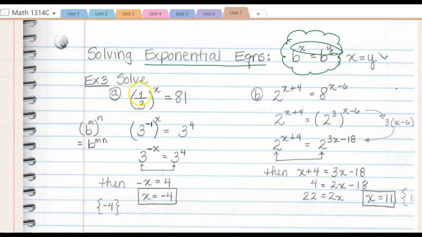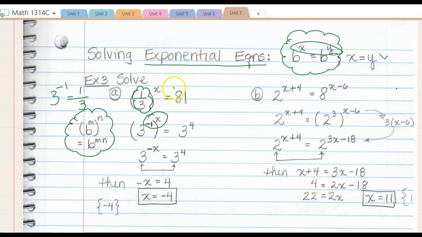What I do know is I can change this 1/3 into a base of 3, because I know 3 to the negative 1 power causes this to be the reciprocal, which is 1/3. So that's where I'm getting this 3 to the negative 1, and then I still have it to the power of x. Using this particular rule about exponents, if you have power to a power, you multiply those two exponents, and that's how I get 3 to the negative x.